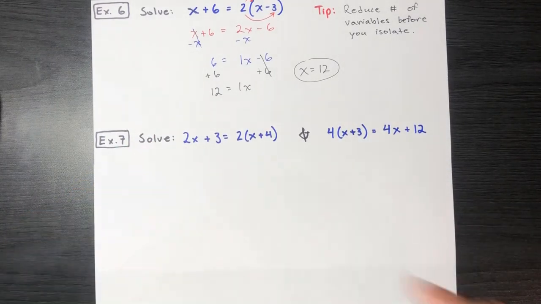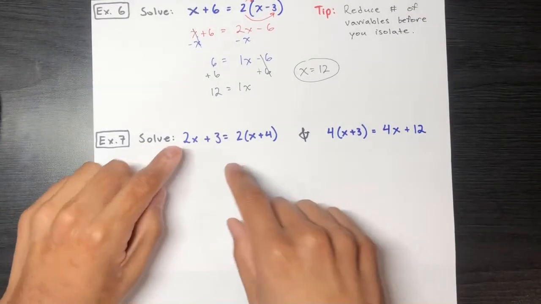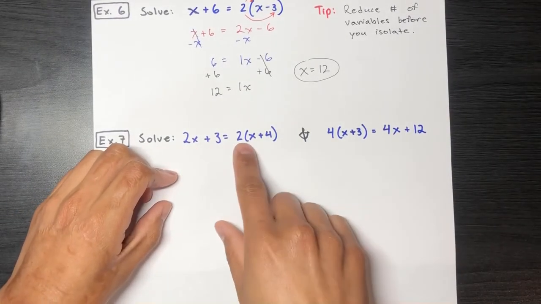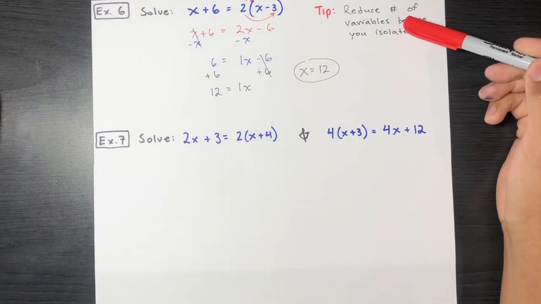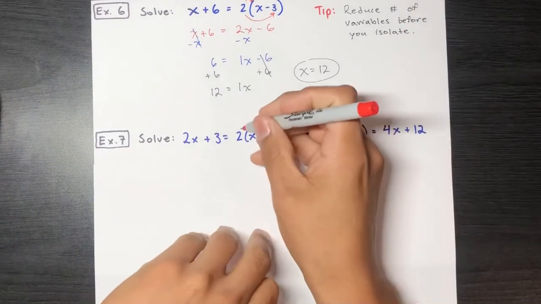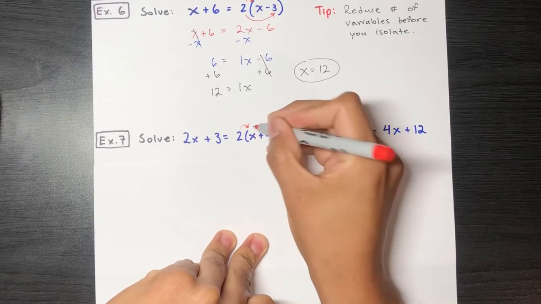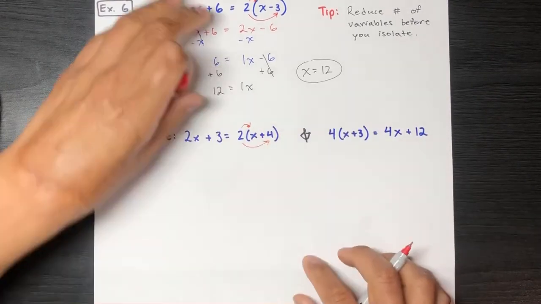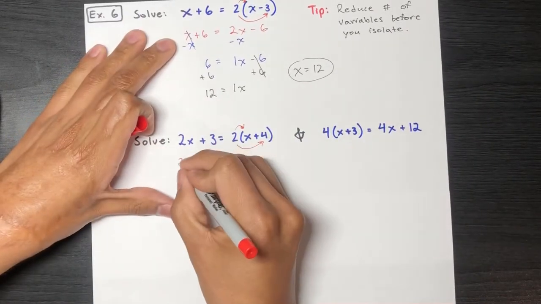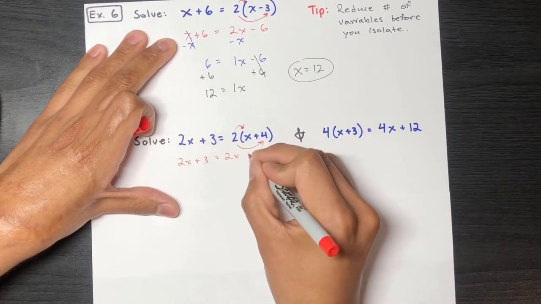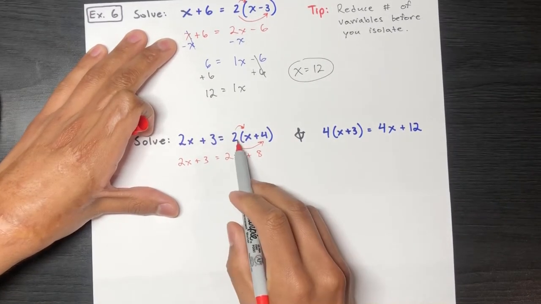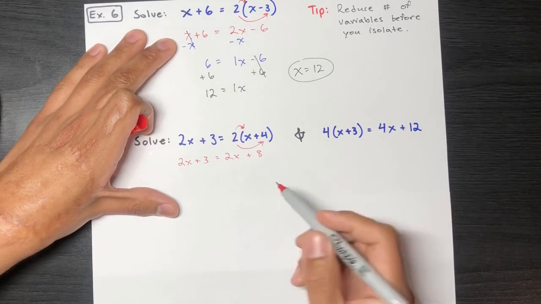Okay, so we're going to start with this equation right here. We have 2x plus 3 equals 2 times x plus 4. Like I said, we want to reduce the number of variables that we have, so we're going to use the distributive property. We're going to do this here and this here, which means we're going to end up with 2x plus 3 equals 2x plus 8. All I did was multiply that 2 into both of those values.